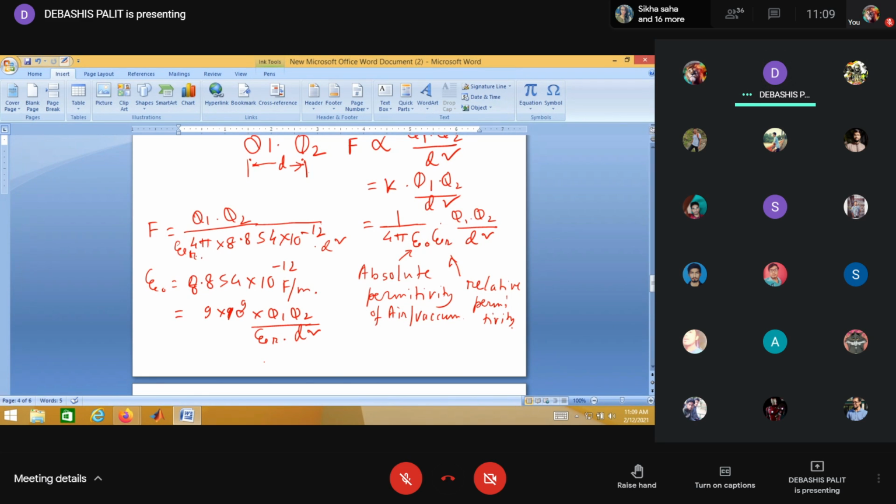Air or vacuum has the minimum value, and in any material apart from air there is a relative permittivity. Here the actual permittivity epsilon is equal to epsilon r into epsilon 0. So relative permittivity is the ratio of epsilon, the actual permittivity, divided by the absolute permittivity.